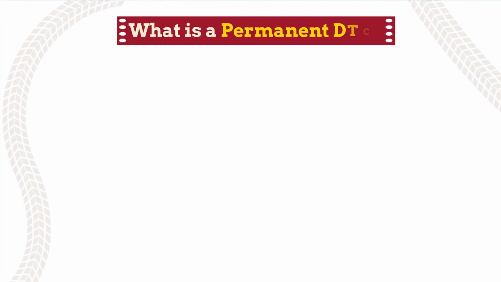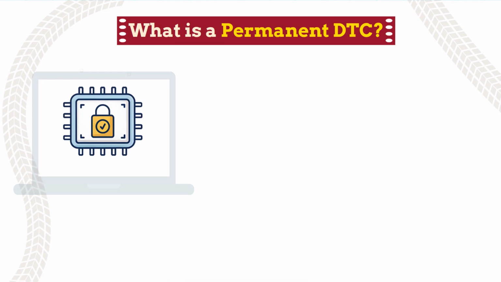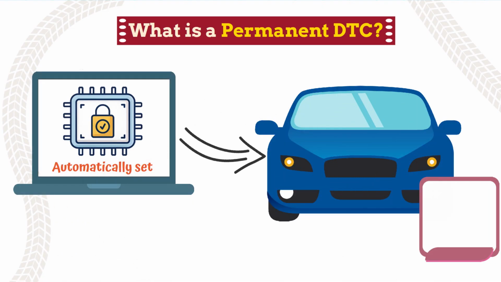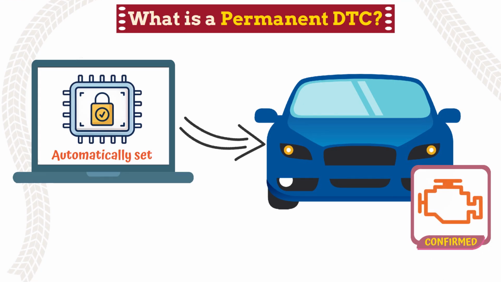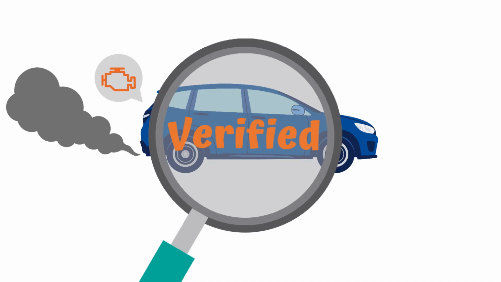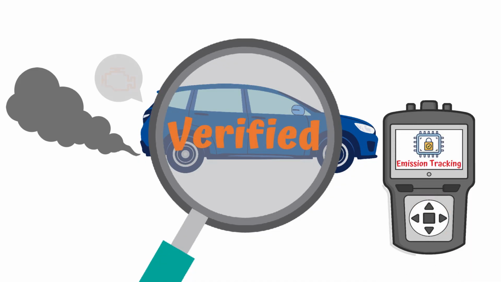First, what is a permanent DTC? A Permanent Diagnostic Trouble Code, DTC, is automatically set by the vehicle's computer whenever a confirmed DTC is stored. It means the problem was detected, verified, and serious enough to be tracked for emissions purposes.